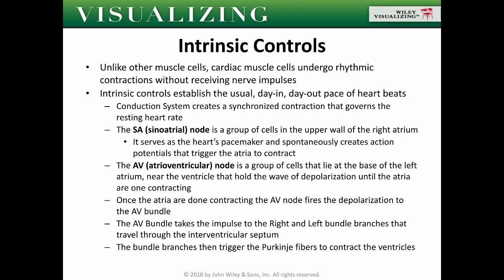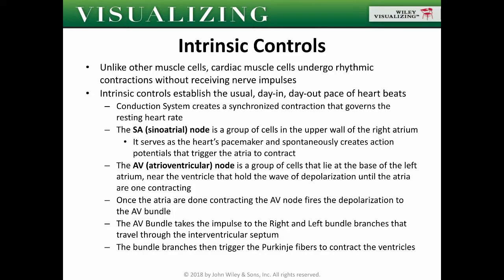We have the two nodes. The SA, sinoatrial node, is the group of cells in the upper wall of the right atrium. This is the heart's pacemaker, and it spontaneously creates action potentials that trigger the atria to contract. And we have the AV node, or atrioventricular node, which is the group of cells at the base of the left atrium, near the ventricle, and holds the wave of depolarization until the atria are done contracting.